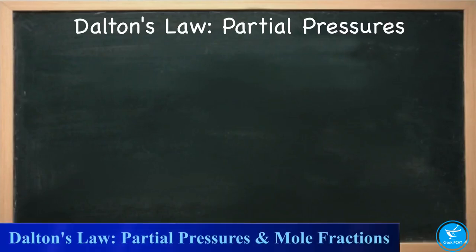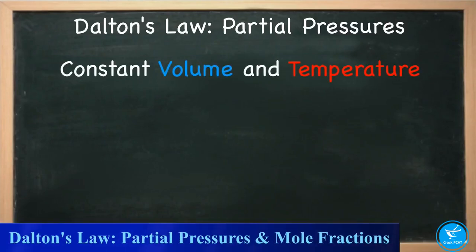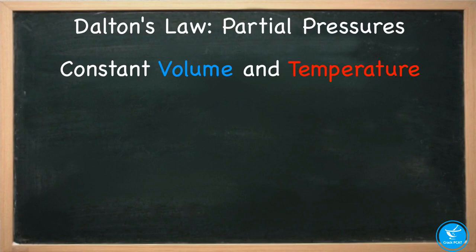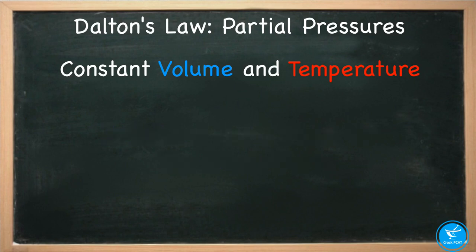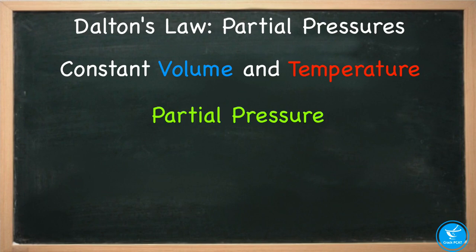According to Dalton's law, at constant volume and temperature, the total pressure of a non-reacting gas mixture is due to the sum of the individual gas pressures. And it totally makes sense that the individual parts come together to make up the whole part. The pressure of each gas is referred to as the partial pressure of that gas mixture, and it exists as if the other gases were not even present.